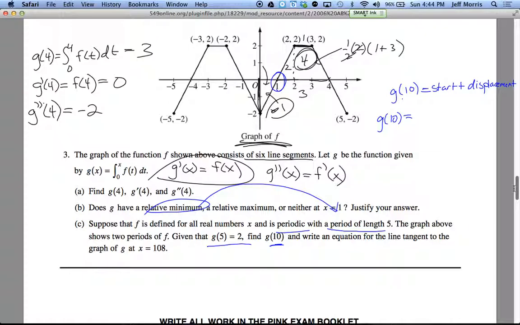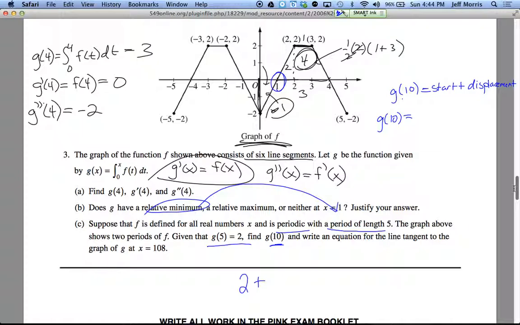Another 5. What are you going to be at? Are we at 20 now? So pay attention to the problem a second. You're at 2 now, and I'm saying the displacement over 5 units. I don't know what it is yet. Well, heck, let's just find it out right now.